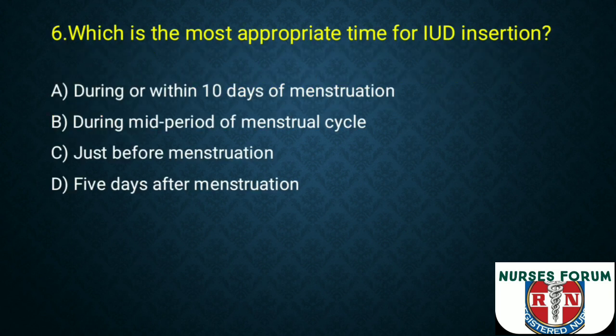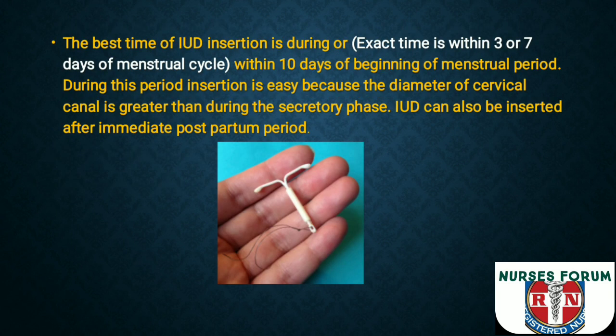Next question. Which is the most appropriate time for IUD insertion? During or within 10 days of menstruation, during mid period of menstrual cycle, just before menstruation, 5 days after menstruation. The right answer is during or within 10 days of menstruation. The best time of IUD insertion is during or within 10 days of beginning of menstrual period. The exact time is within 3 to 7 days of menstrual cycle.